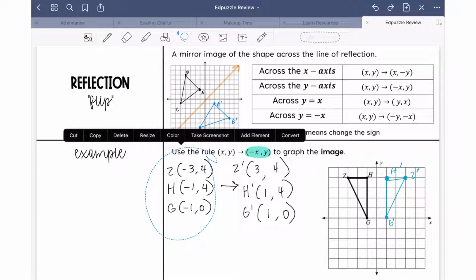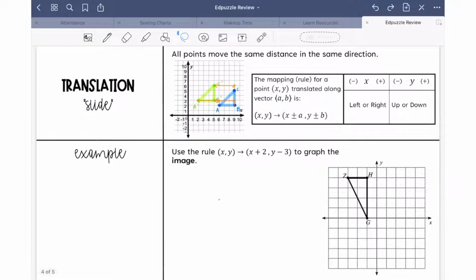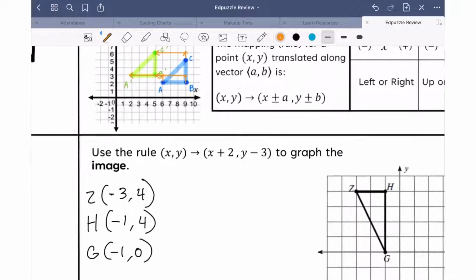Copy, paste. Okay, so here are the original points, and the rule says use this rule and transform the points by adding 2 to the x and subtracting 3 from the y. So what does that mean as a transformation?